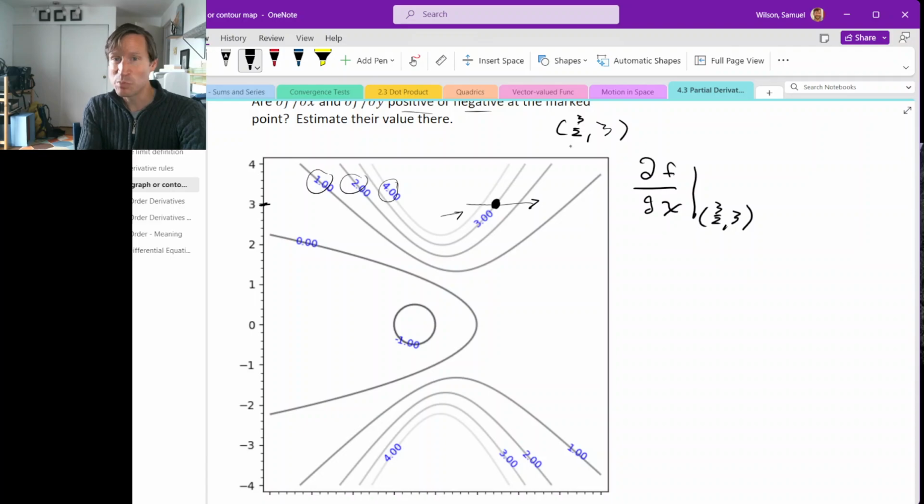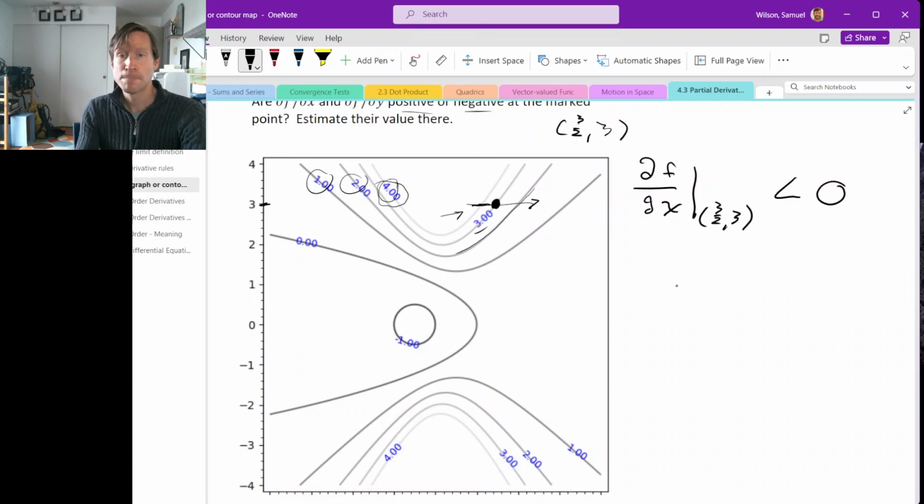So at this point, 3/2, 3, we're sitting at the output value 3, so height 3. And as we move rightwards, we're moving towards this contour over here, which is output value 2. So that's lower. And if we back up to the left, we get to the higher contour value 4. So as we move rightwards, our contour values are getting smaller, and so this derivative must be negative.